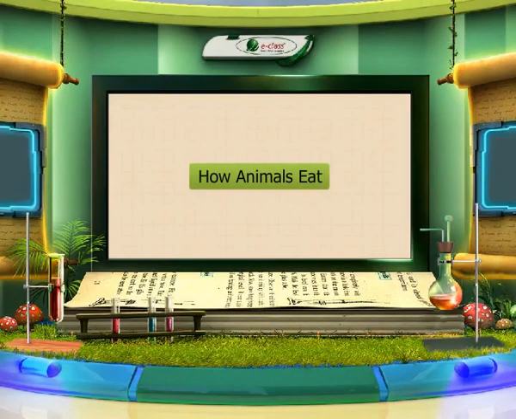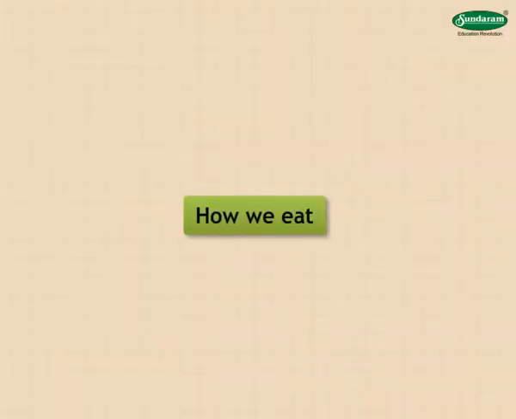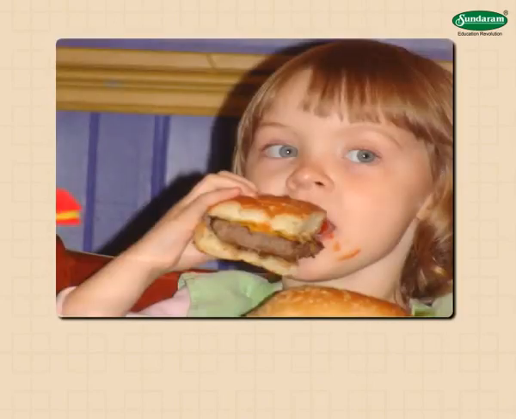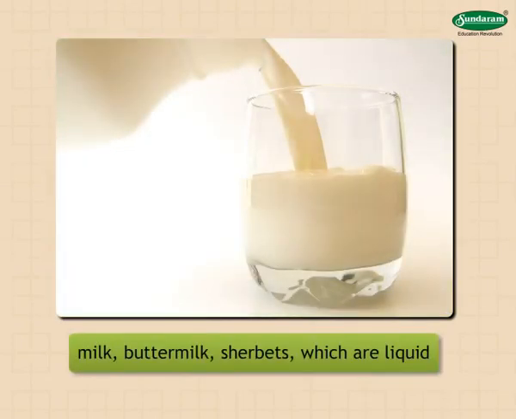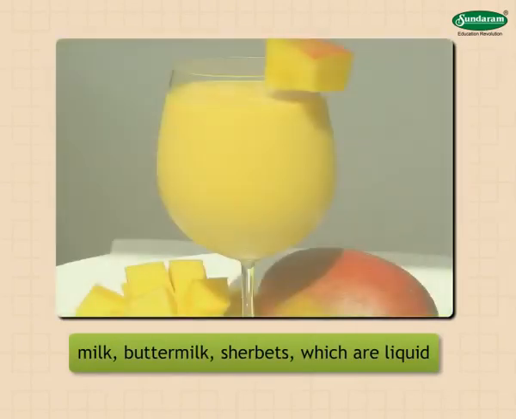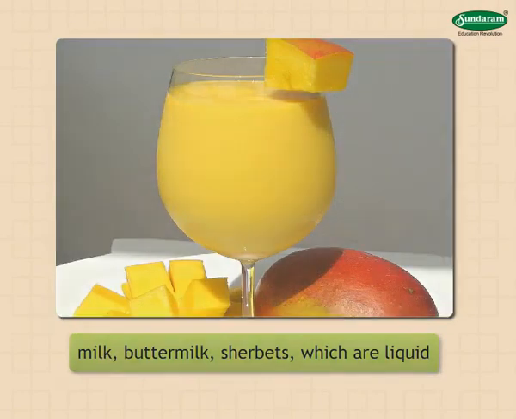How animals eat. How we eat. While eating, we put small morsels of food into our mouth with our hand. We chew this morsel of food into small pieces. We turn it into a small ball and swallow it. We drink things like milk, buttermilk, and sharbats, which are liquid.